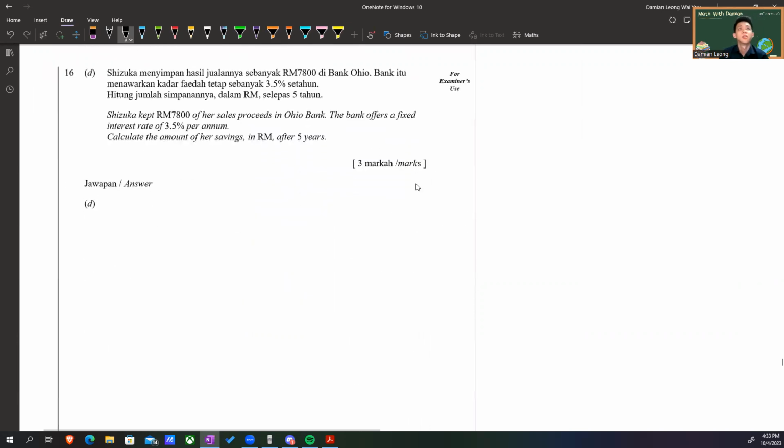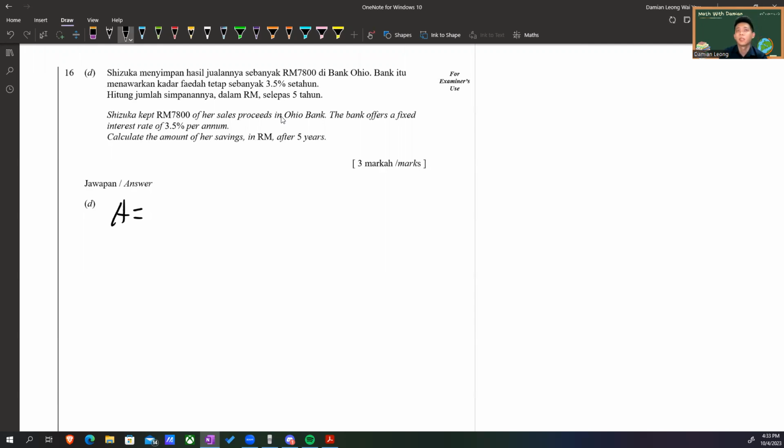Then 16D, 7,800 sales in Ohio Bank, kept in Ohio Bank. So the bank offers a fixed interest rate of 3.5% per annum. So it's fixed interest. I want the amount of savings after 5 years.